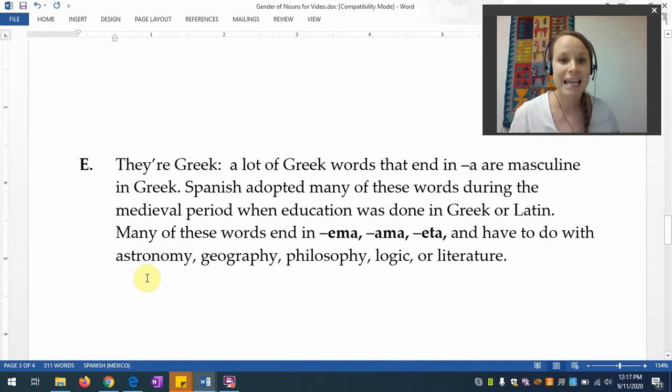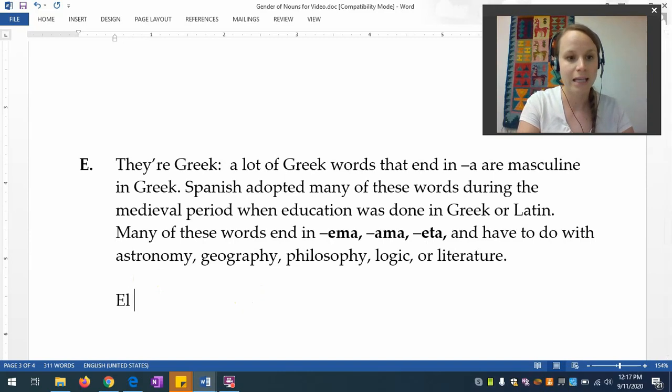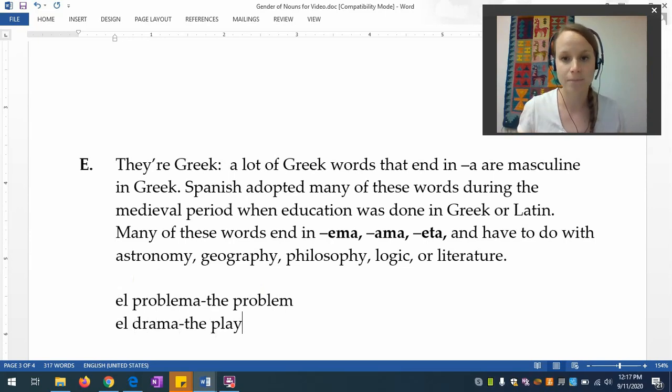Okay, a lot of words ending in a were borrowed from the Greek language. And for whatever reason, nouns in Greek are masculine, and that designation of masculine came along with the words as they were borrowed into the Spanish language centuries ago. So if it ends in -ma, it's going to be masculine. El problema, the problem. El drama, the play or the drama. El planeta, the planet.